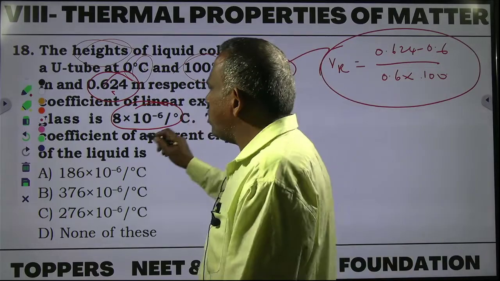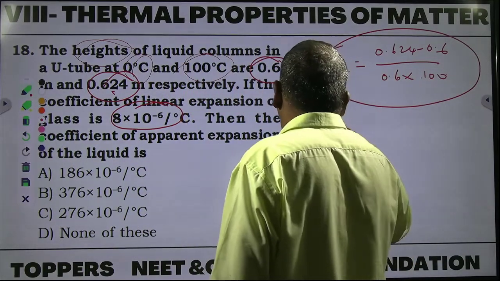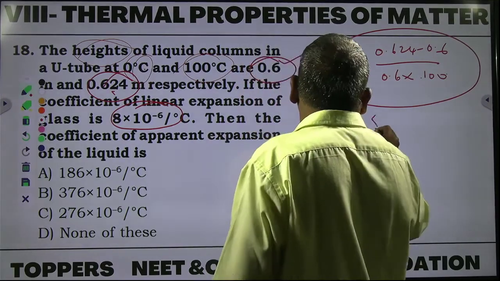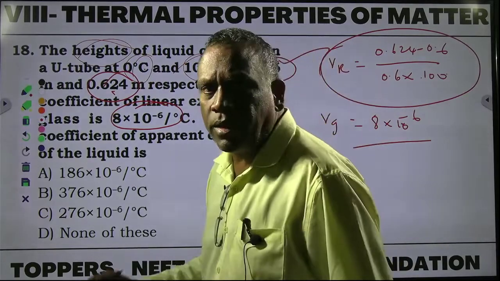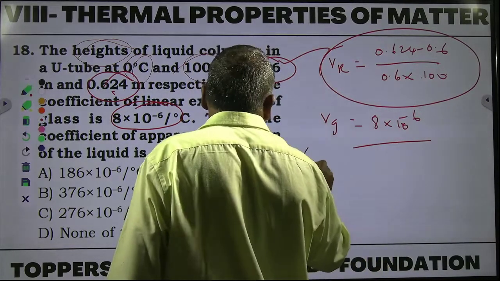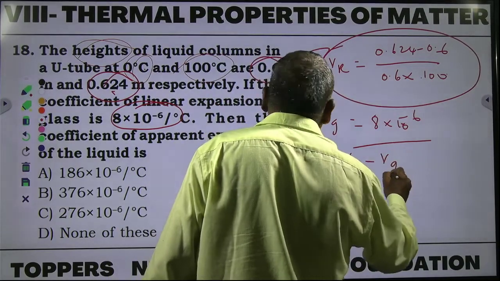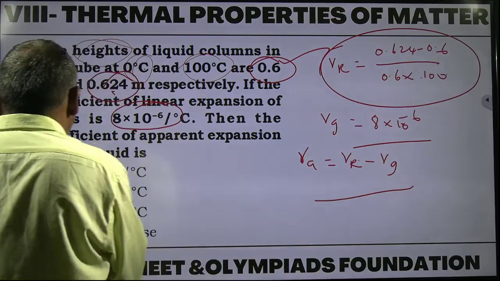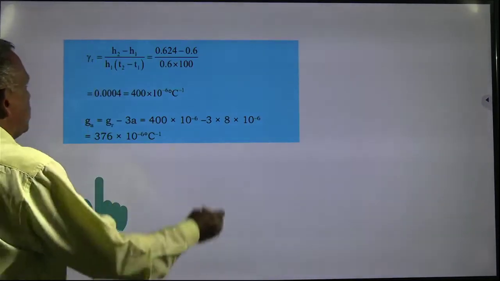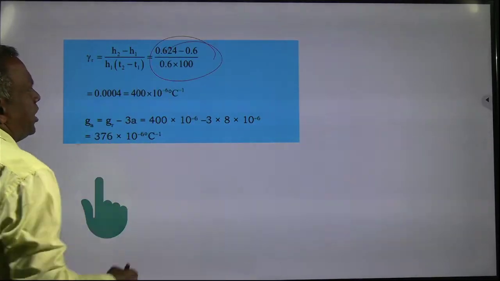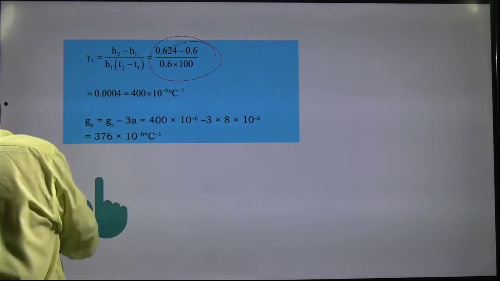And anyway we have the container expansion. How much is the container expansion? It is 8 into 10 power minus 6. So from this you will get the container expansion. Then apparent expansion is nothing but the real expansion minus the container expansion. If you calculate this, the simple solution is 0.624 minus 0.6 upon 0.6 into 100, that becomes 400 that you are going to get.